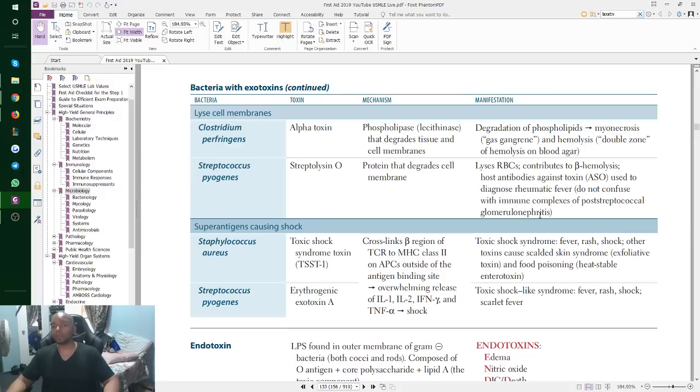Do not confuse with immune complexes of post-streptococcal glomerulonephritis. Immune complexes are antibody, antigen, and complement, right? So that's different.